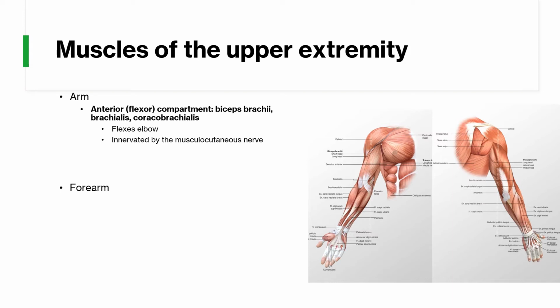So muscles in the anterior compartment flex the elbow and they're innervated by the musculocutaneous nerve. Muscles in the posterior compartment, which is only the triceps brachii, extend the elbow and are innervated by the radial nerve.